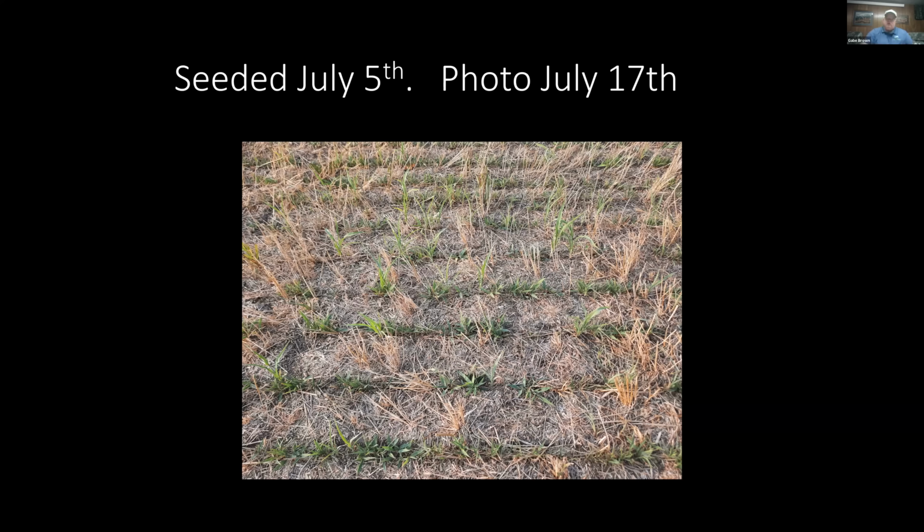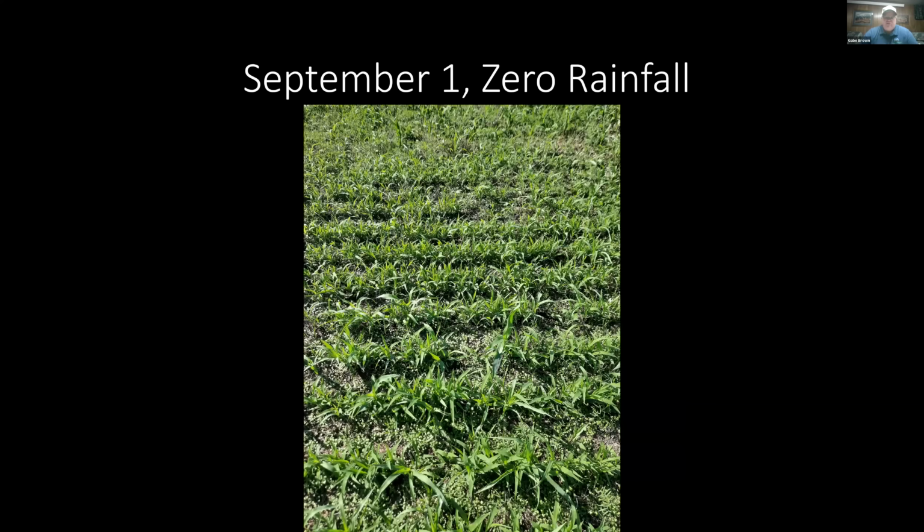Okay. So I show you this series of photos. Here's July 17th. That's when I had seeded it. It came up. Here's September 1st. We had received zero rainfall. Now that's not very tall, but what was so impressive to me is that with virtually no moisture in the soil, it stayed alive. And yes, that's not much growth there, but think of what's happening. I'm still taking solar energy, pumping it into the soil, keep feeding biology.